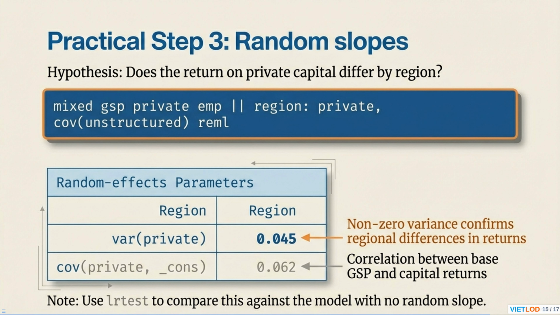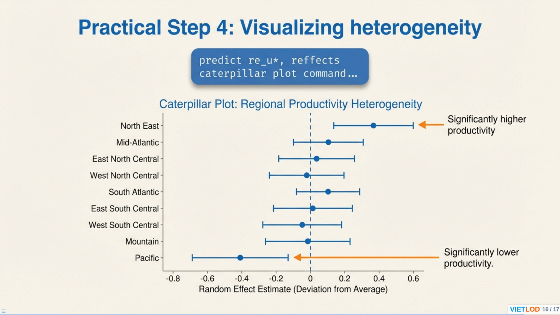using REML estimation. Looking at the output for random effects parameters, the variance for private is estimated at 0.045. A non-zero variance like this confirms that there are indeed regional differences in the returns to private capital. Additionally, the covariance term, 0.062, indicates a correlation between the base GSP and these regional capital returns. To formally test if this random slope significantly improves the model, we would use an LR test to compare it against a model without the random slope.